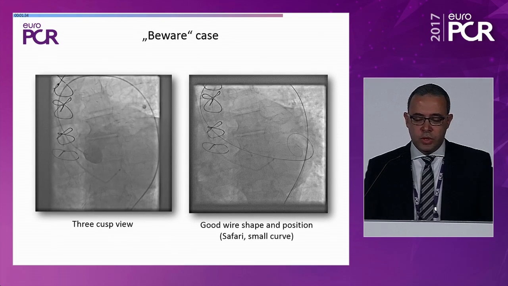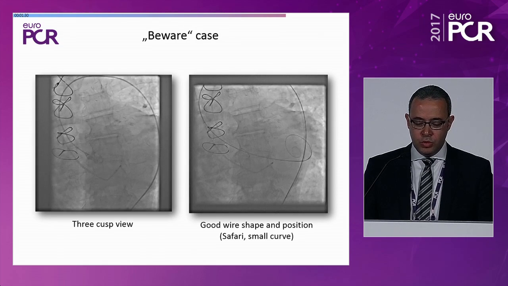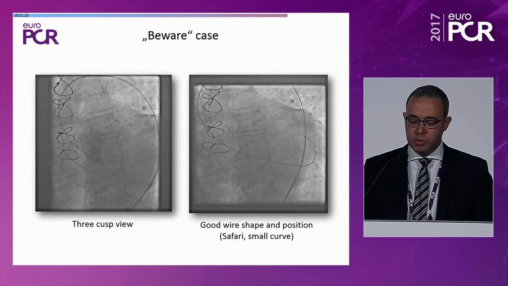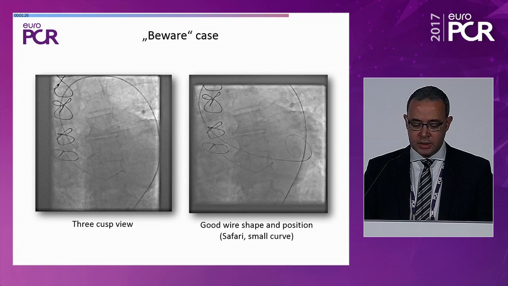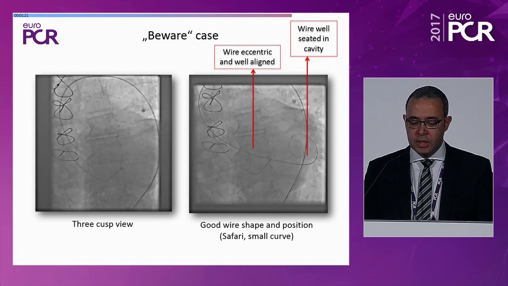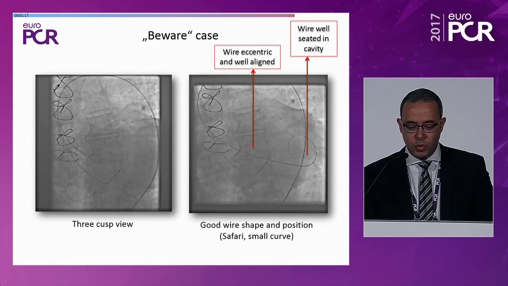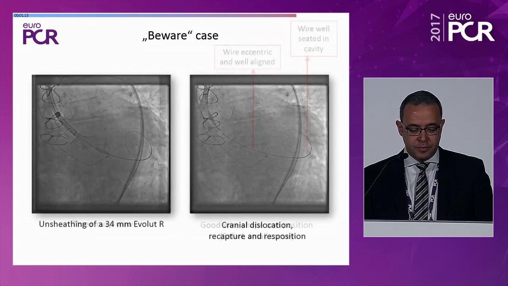The last case I'm showing you is what I called the beware case. Again, a very horizontal aorta, very good wire shape and position, similar to the first case. This was, again, a Safari with a small curve. Very important that the wire fills the ventricular cavity, well seated in the apex. Again, wire eccentricity and alignment.